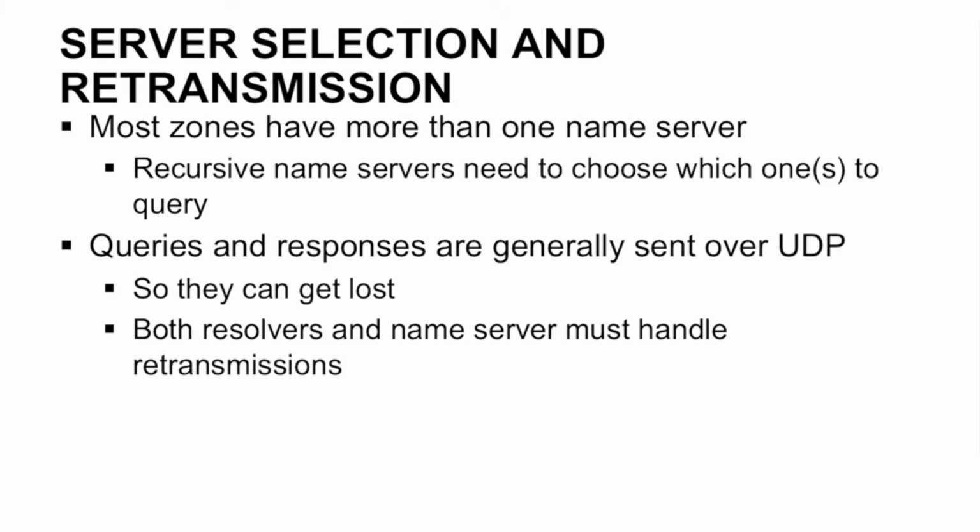In our example of resolution, we simplified the scenario somewhat. Simplified with all those referrals? Yep. Virtually all zones have more than one name server, for example, so it's up to the name server handling the recursive query to choose which root name server to query, which com name server, and so on. Also, since DNS queries and responses are usually sent over UDP, it's possible that they won't arrive. So the recursive name server may need to retransmit queries. Resolvers may have to retransmit queries too.